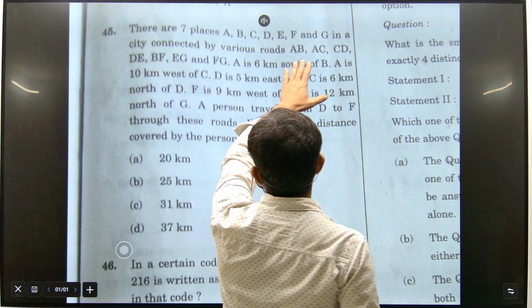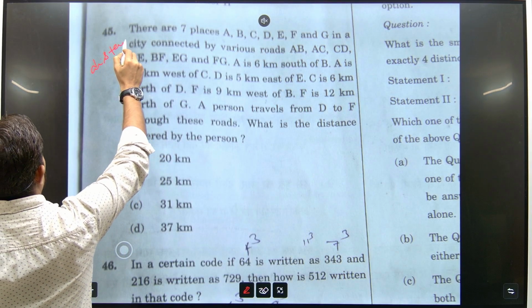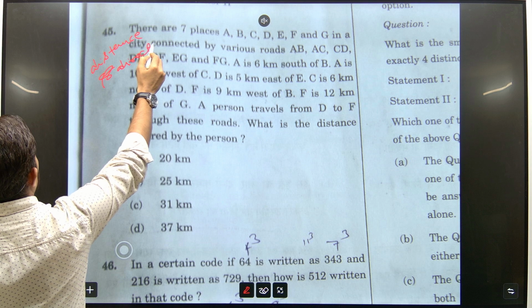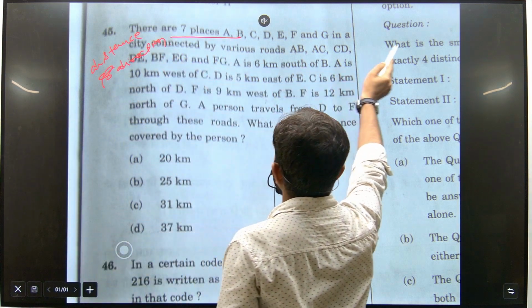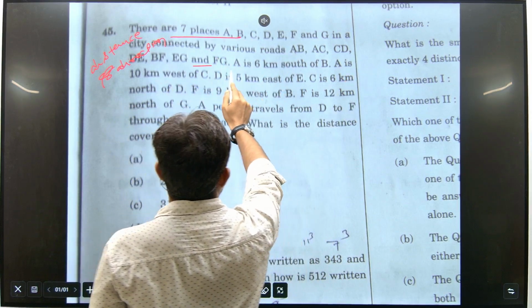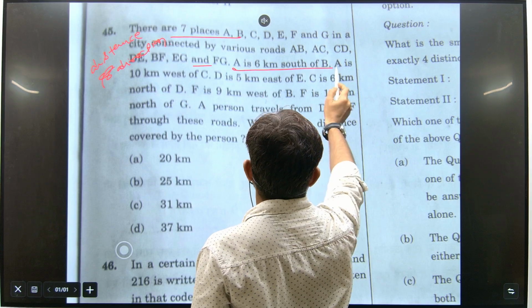Here it's a very simple question from the distance and direction chapter. It's a reasoning question. First, there are 7 places A, B, C, D, E, F, G. A is 6 kilometers south of B.